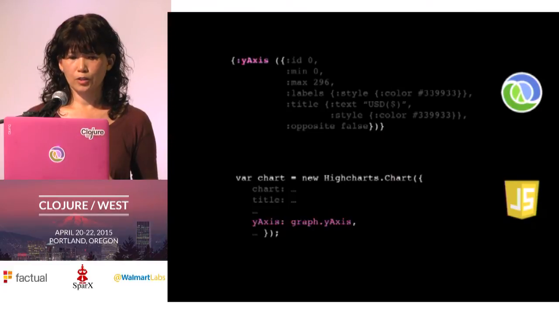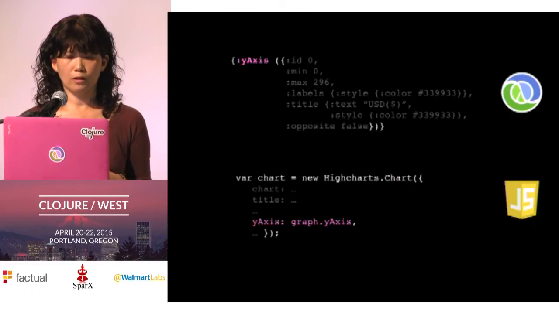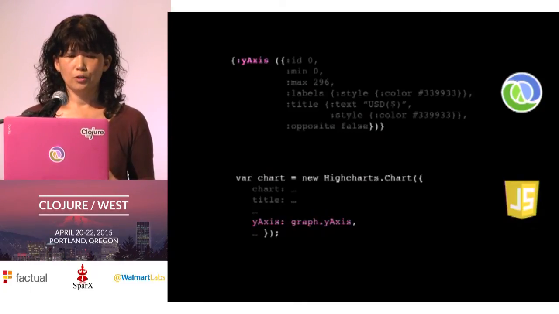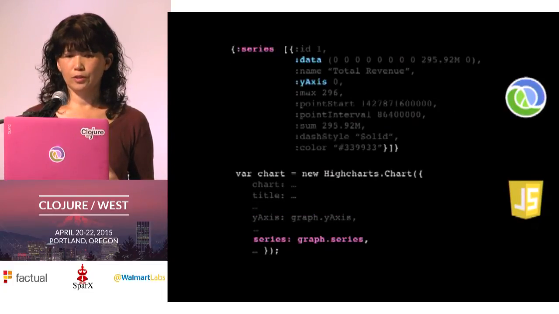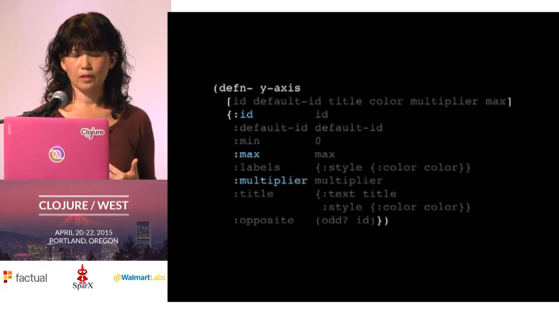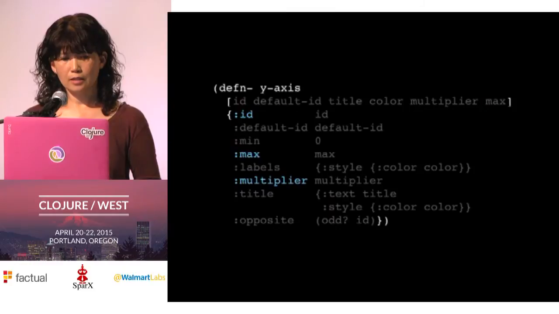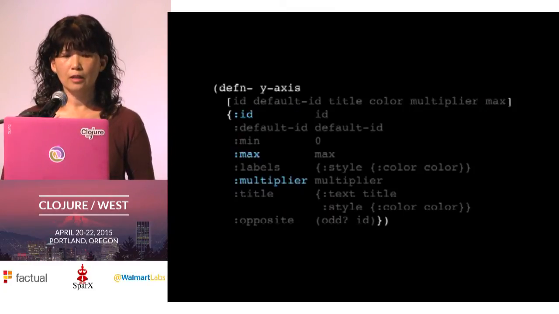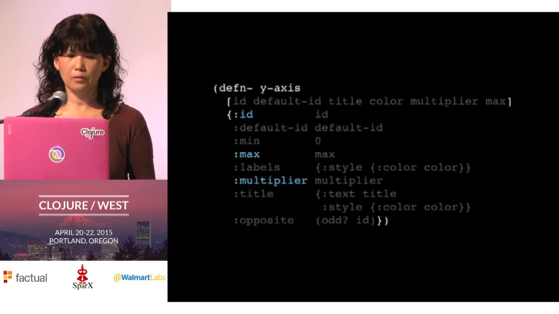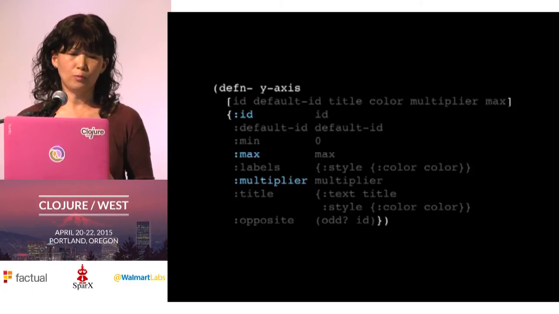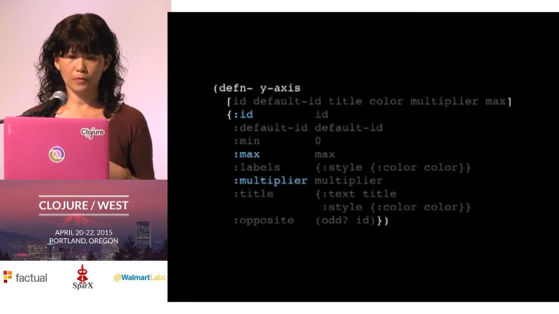So you are simply passing a graph object, or map, from the back end to the front end, and in JavaScript, you simply assign graph.y-axis into highcharts y-axis. And similarly, you can assign series to highcharts series. The y-axis has, obviously the most important thing is ID. Other attributes are like minimum value, maximum value, and for our purpose, we need a multiplier and so on to compute y-axis.